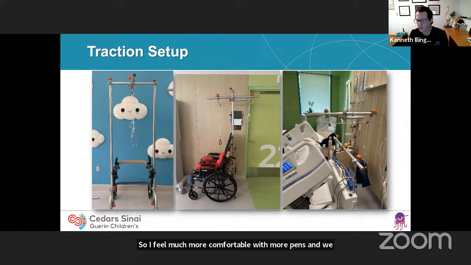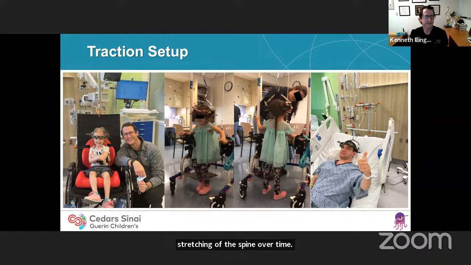Each of our patients has a walker, which again is a bar and a pulley system with rope in order to provide sustained pulling on the halo ring in order to provide slow traction and slow stretching of the spine over time. Everybody has a walker, and you can see over here, here's our bed setup. This is what it looks like on our patients.